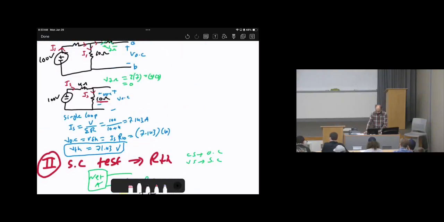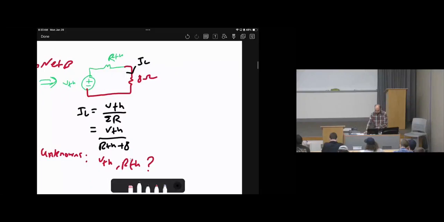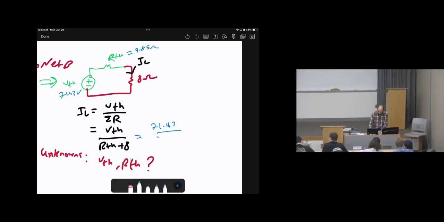Okay. So here is the beginning of the question, especially here, because we stopped here, then we said we have 2 unknowns. Now we know these unknowns. We just calculated V Thevenin as 71.43 volts, R Thevenin as 9.85 ohms. Okay? Now I'm ready to do the other calculation, which is to calculate IL. It will be V Thevenin, which is 71.43, over R Thevenin, which is 9.85, plus RL, plus 8.